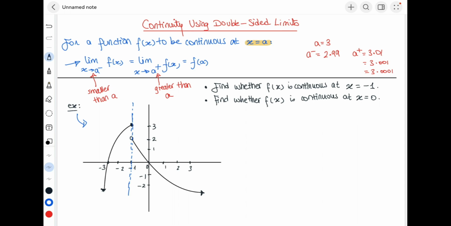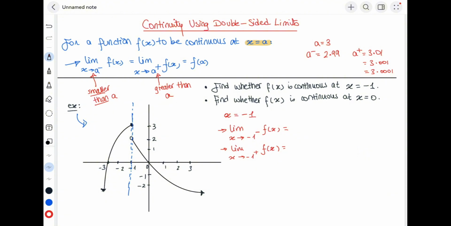Now, as we said, limit as x tends to a minus means smaller than a, and our a here is -1. We need to find the limit as x tends to -1 from the left side of f of x, and the limit as x tends to -1 from the positive side of f of x. And we need these two to be equal to each other so that we can have our function to be continuous.